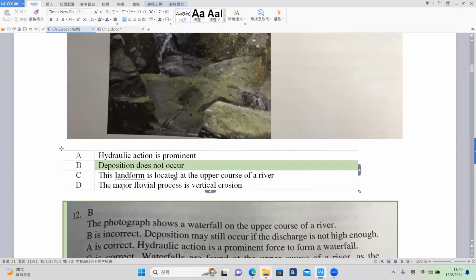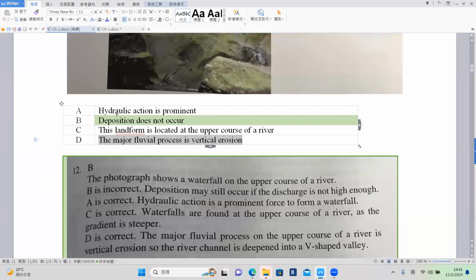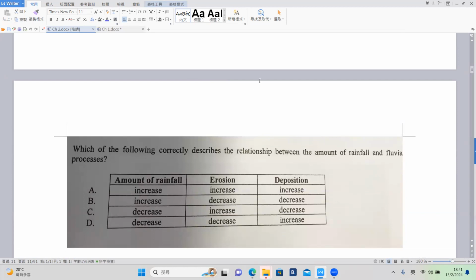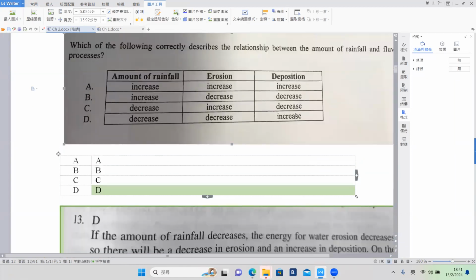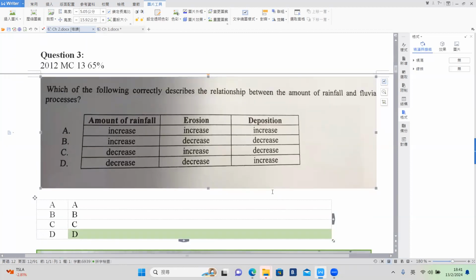This one, be careful. Number C is right, and then number D, you should know waterfall is in the upper course of the river, okay? And then the major process is vertical erosion. It has to have vertical erosion in order to make the waterfall happen, right? So relatively number B is a bit in doubt, so you better choose B. It's hard to choose very firmly or without doubt. Somehow you have to choose the more doubtful answer to be the incorrect answer.